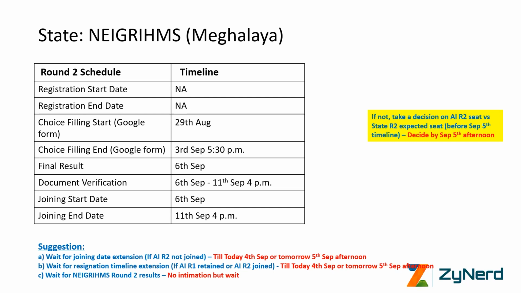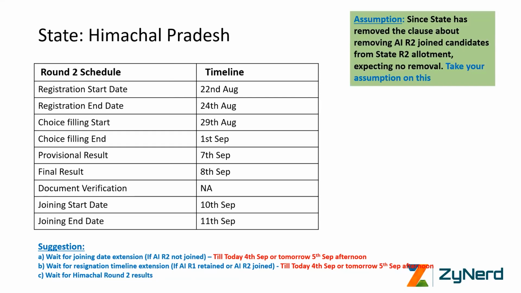That is a call that you can take. And Himachal Pradesh has removed all the clauses with respect to All India round 2 joined candidates and state round 2 allotment. There are only minor references to these cases in the prospectus, but these are very minor references.